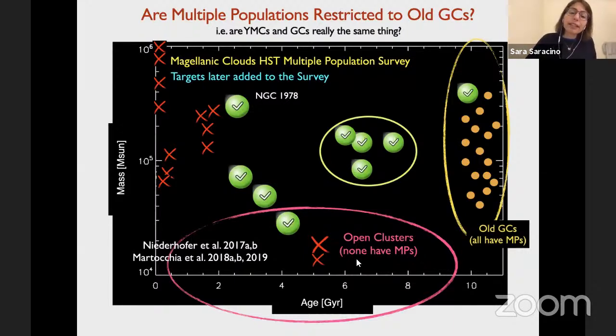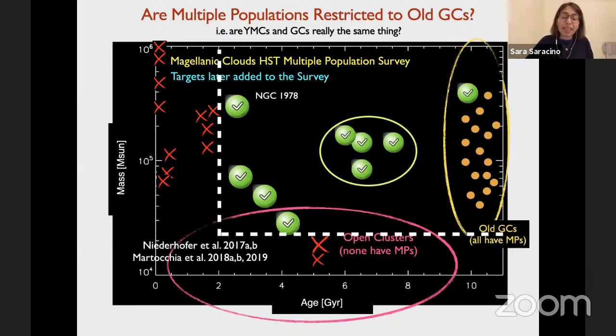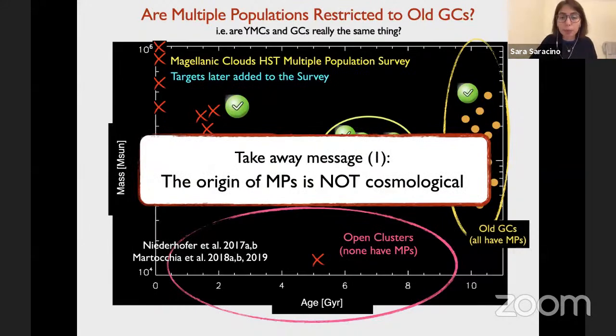So then we started to look at this picture and try to understand why. We don't have yet an explanation for this, but we know observationally that multiple populations seem to be present in all the globular clusters and all the star clusters in general older than 2 gigayears, with quite a dependence on mass as well. So from a certain mass and from a certain age, star clusters show presence of multiple populations. So the origin of multiple populations is not cosmological, and this is the first takeaway message that I want to leave you with.